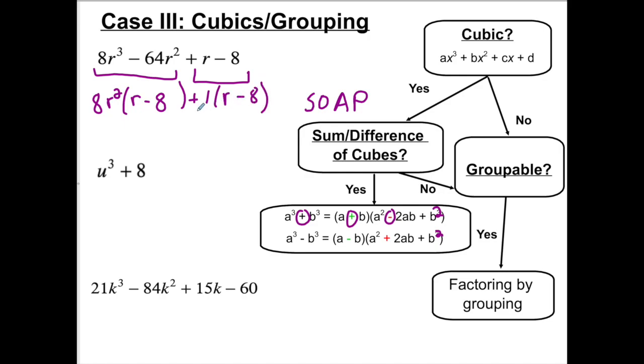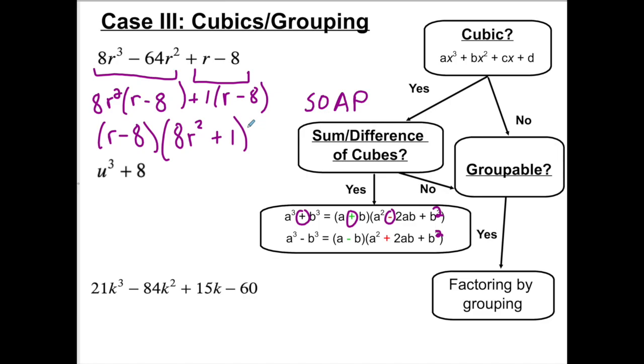And so then remember what we do. There's one r minus 8 in common. So we remove the r minus 8 because each one of them has an r minus 8. And when you remove it, what's left? 8r squared plus 1. And that's it, because there's no way we can break this down anymore. Okay, that's a little recap on factoring by grouping.